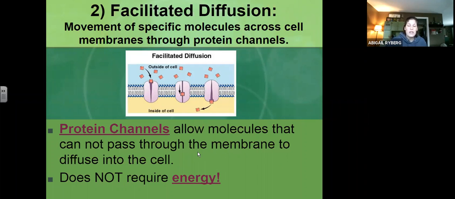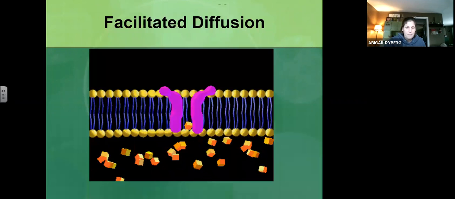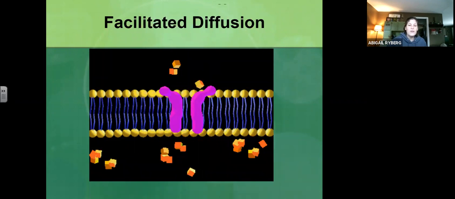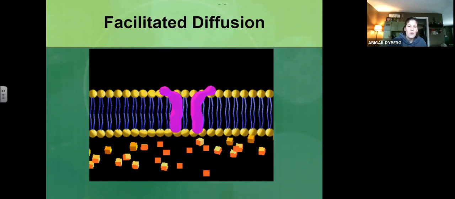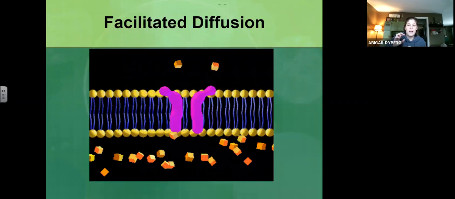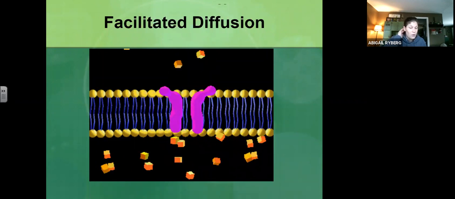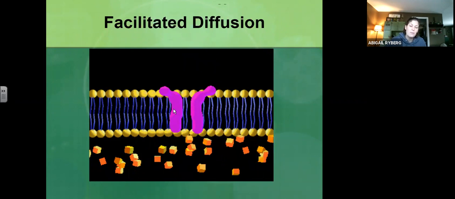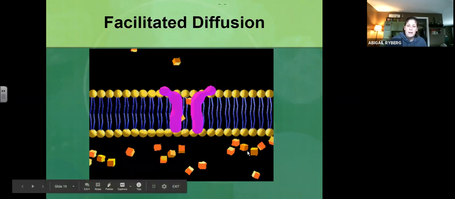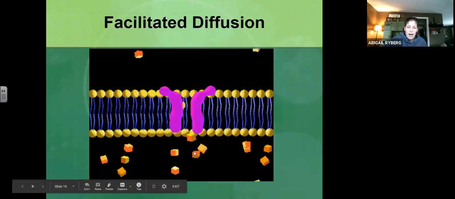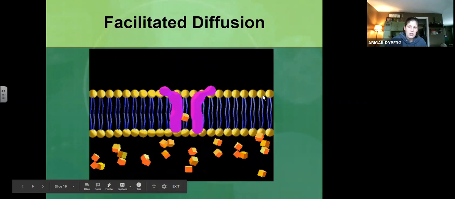So these protein channels allow molecules that cannot pass through the membrane to diffuse into the cell. And again, it does not require energy. Here you go. You can see these orange squares are moving from an area of high concentration to low. They're moving through the purple colored protein channel from an area of high to low concentration.